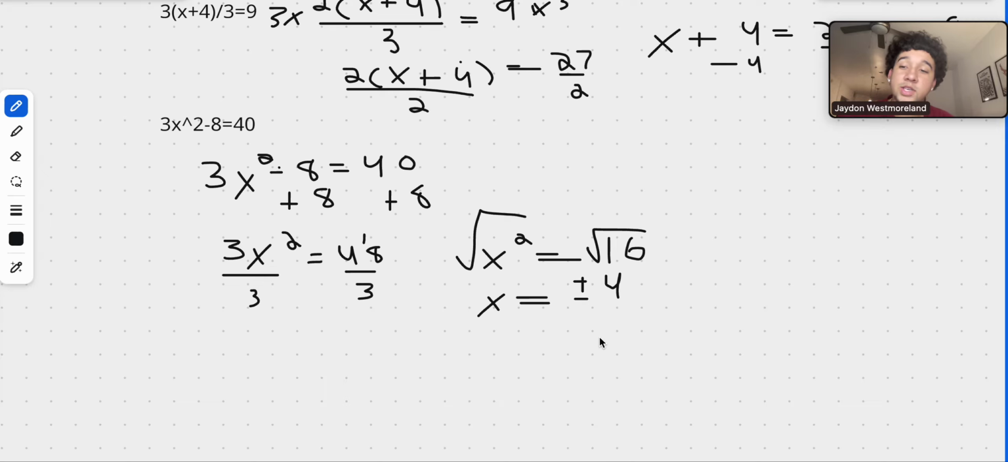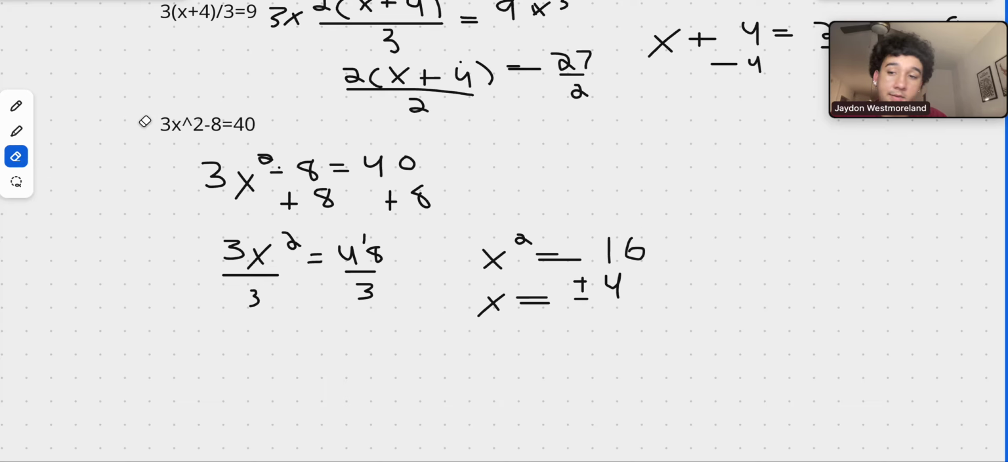Okay. The reason why it's positive or negative 4 is because let's plug in the values back. Remember, anytime you want to check to see if your answer works, plug in your answers, and if you get the same thing on both sides of the equation, it's correct. So let's plug it in right here. X squared equals 16. Well, what's 4 squared? 4 times 4 is 16. Fair. But what about negative 4 squared? Well, negative 4 times negative 4 is also 16, right? A negative times a negative is a positive.